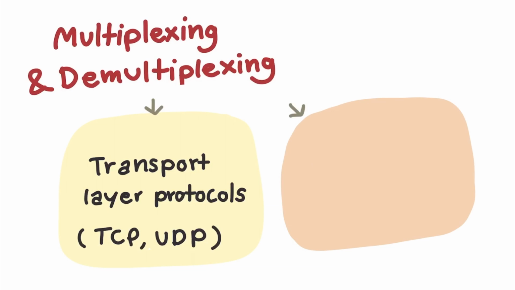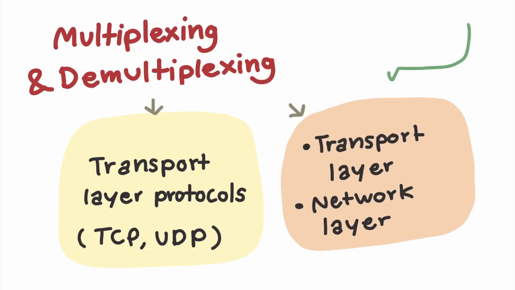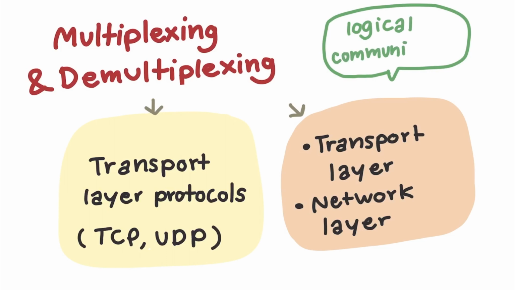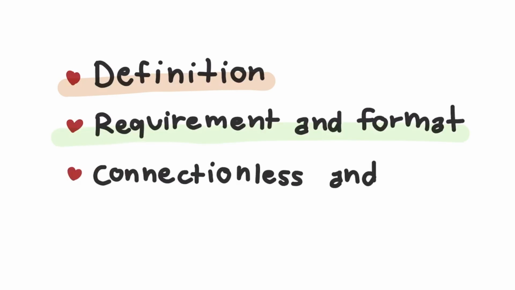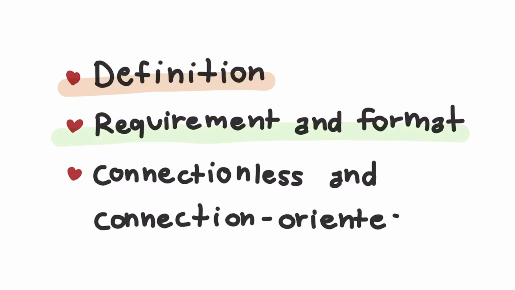The two layers associated are the transport layer and the network layer, in which logical communication is provided through the layers' performances. The topics that we will be going through are the definition of multiplexing and demultiplexing, requirement and format for multiplexing, as well as connectionless and connection-oriented multiplexing and demultiplexing.